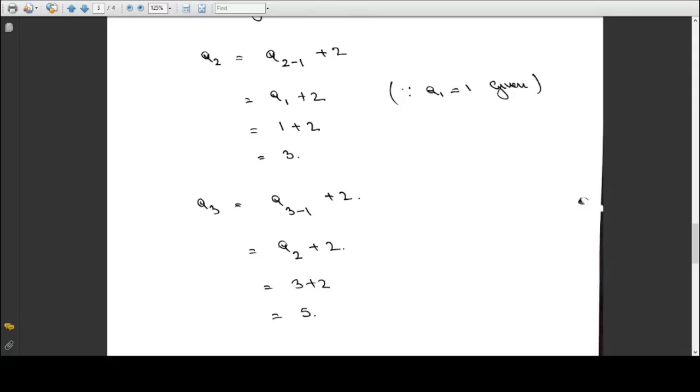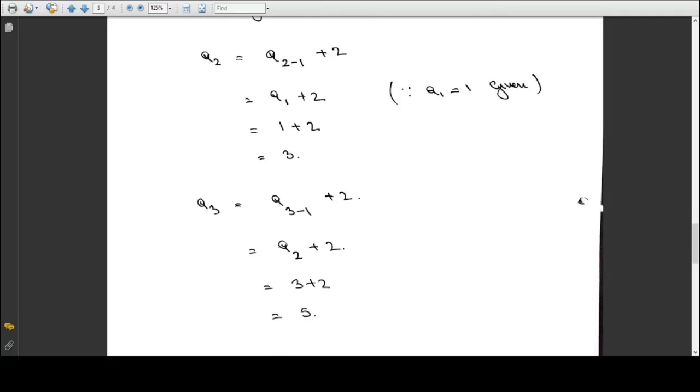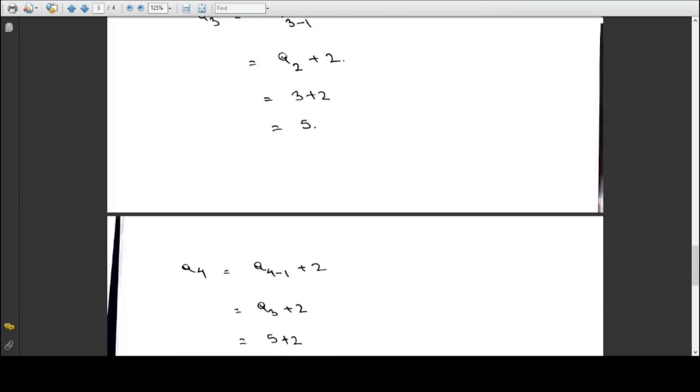Okay, now we need to find the previous term to get to the next term. You cannot find directly the fourth term or the fifth term like that, but we need to find the previous one so that we can get the next term. Now when we find out a2, then for finding a3 we'll need this a2. We have just found out 3, therefore instead of a2 we are putting 3 and then plus 2, which is 5.